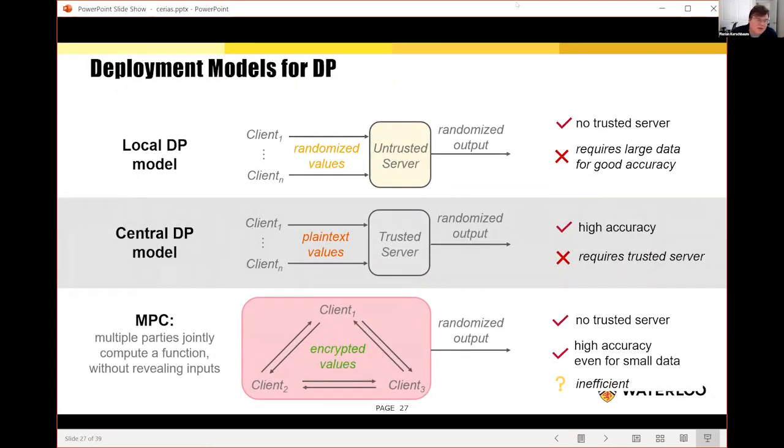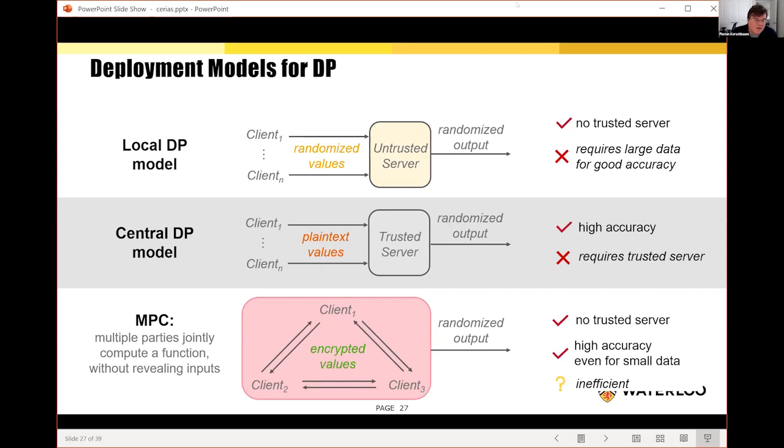Okay, how is this usually done? Usually this is done in practice right now with something which is called local differential privacy. So each client randomizes its value and sends it to the untrusted server, which, if there are sufficiently many data points, can reconstruct the approximately correct statistics. So I don't need a trusted data server, but this needs huge amounts of data because the accuracy is very low. In the central model, the clients would send plain text values, but the server would be trusted, which is our problem to start with. In this case, we could get high accuracy even for a low number of data samples, but we have the trusted server.